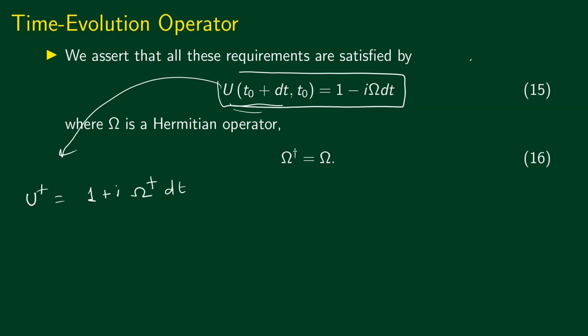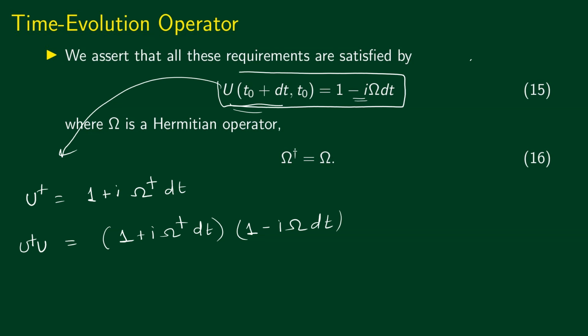So when we take the Hermitian conjugate, minus i will become plus i. Okay. And we have U here. So let's find U dagger U. U dagger U is equal to 1 plus i omega dagger dt multiplied by 1 minus i omega dt.